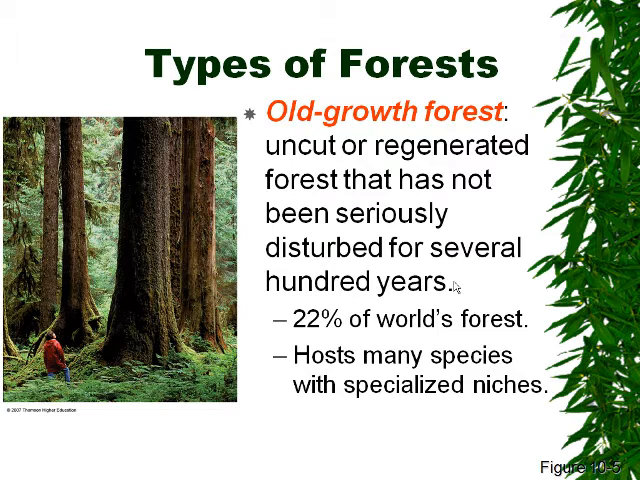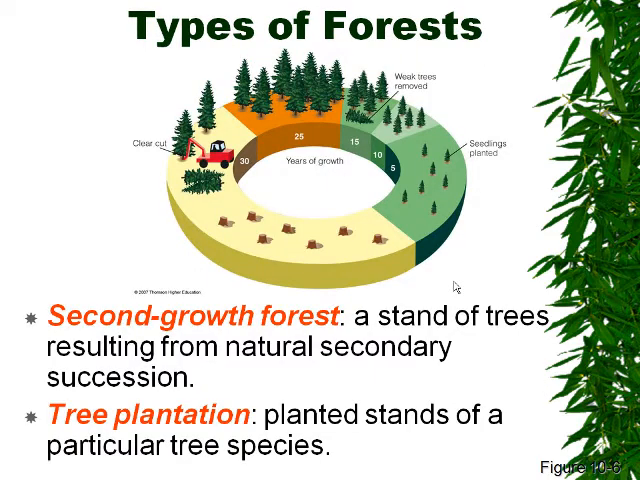Types of forest. An old-growth forest is uncut or regenerated, hasn't been disturbed for several hundred years. We're talking about 22% of the world's forests, and it hosts species with specialized niches, very, very specialized critters. Second-growth forest, secondary succession, planted, not as old, usually human impacted. Tree plantation is when we are planting like for Christmas trees, all 1 or 2 or 3 species, relatively low biodiversity, relatively young.